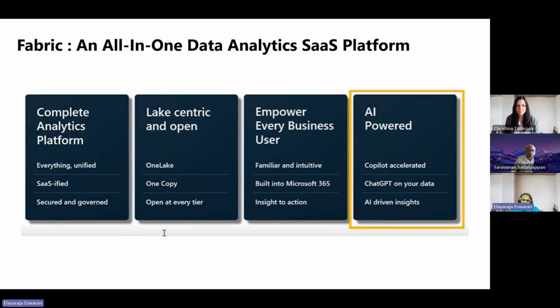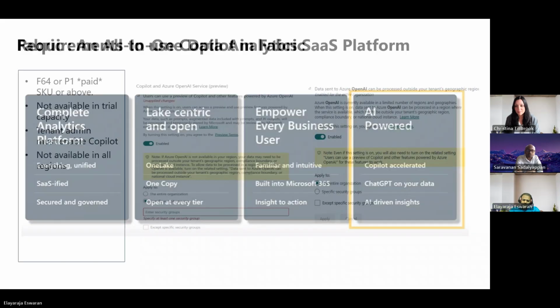As I said in the previous slide, it is an end-to-end complete analytics platform with the OneLake architecture, with one unified view of data. It is offered completely as a SaaS platform, making the customer's life easier, and it works with all the Microsoft family of products. For today's discussion, we'll focus on the last pillar, AI-powered Copilot Accelerator and ChatGPT, and AI-driven insights.